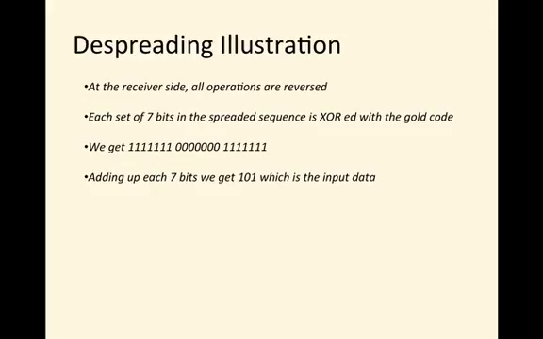Let us now move on to the despreading illustration. At the receiver side, all operations are reversed to get the output signal. Each set of 7 bits in the spreaded sequence is XORed with the gold code. We get similarly 1111111, 0000000, 1111111. Adding up each 7 bits we get 101, which is the input data.